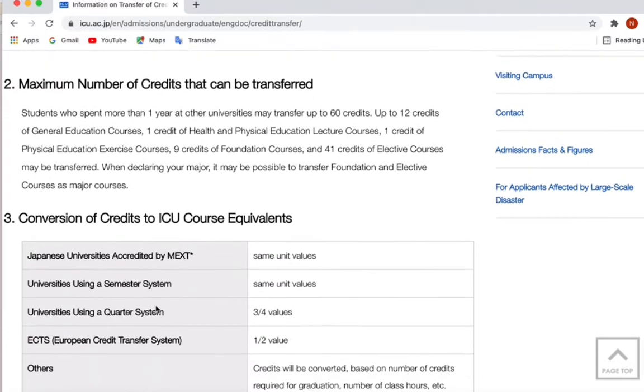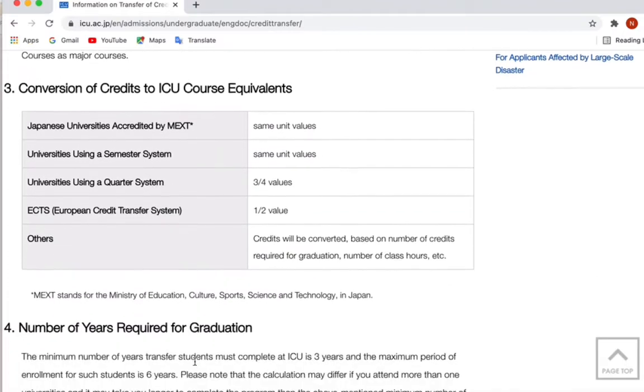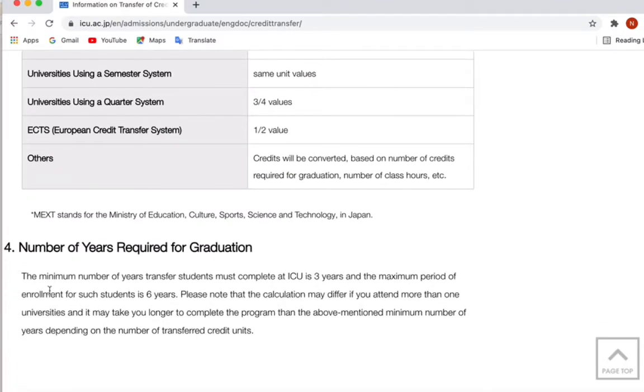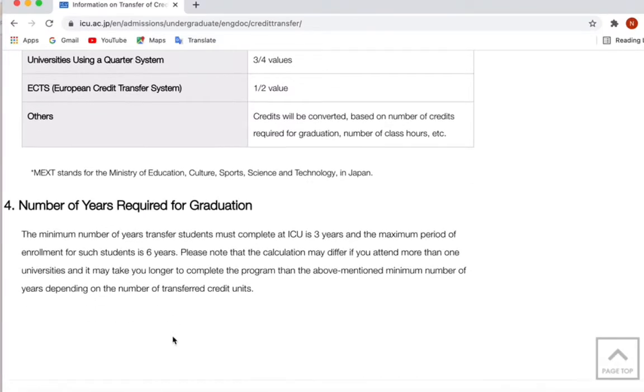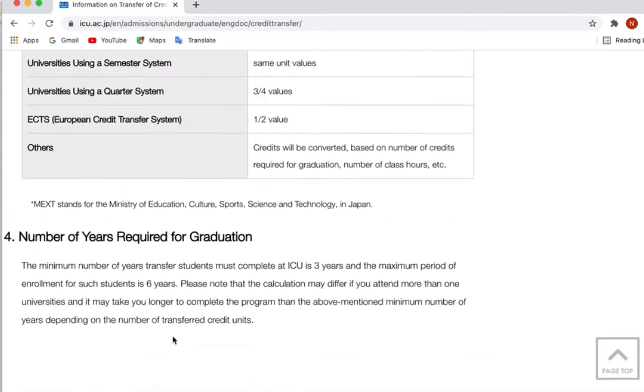Okay. And then this is just the conversion. The number of years required for graduation. So the minimum number of years transfer students must complete at ICU is 3 years. And the maximum number of enrollments for such students is 6 years. Please note that the calculation may differ if you attend more than 1 university, and it may take you longer to complete the program than the above mentioned minimum number of years, depending on the number of transferred credit units. So I already spoke about that when I spoke about the points to note.